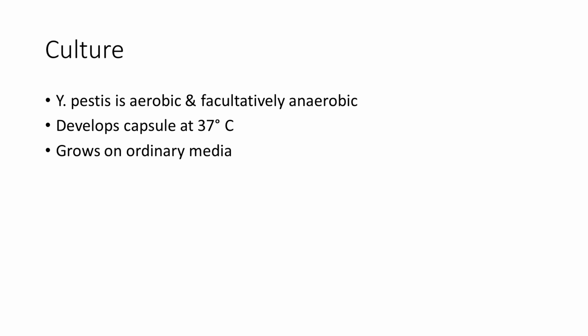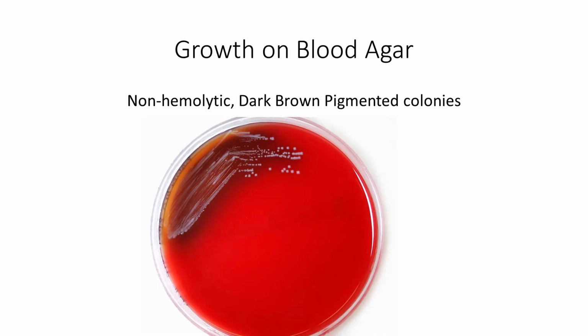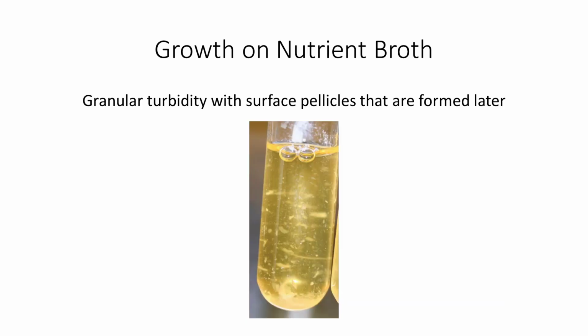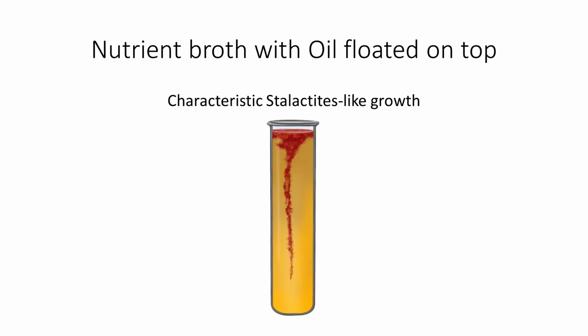It develops a capsule at 37 degrees Celsius. On blood agar, Yersinia pestis develops non-hemolytic, dark brown pigmented colonies. On MacConkey agar, it develops non-lactose fermenter colonies. When grown in nutrient broth, it shows granular turbidity with surface pellicles that are formed later. When grown in nutrient broth with oil floated on top, it develops characteristic stalactite-like growth as seen in the picture.